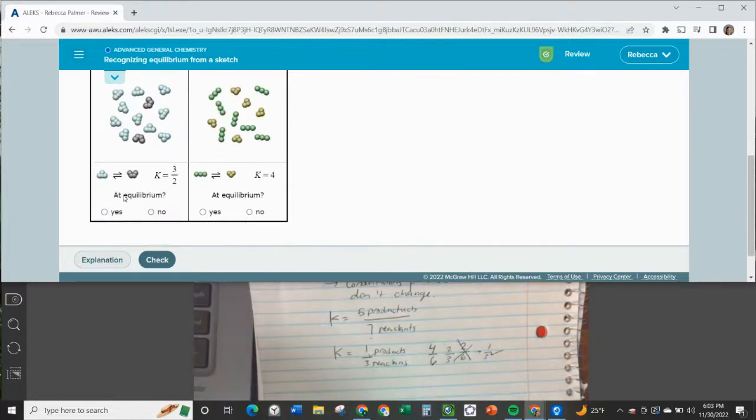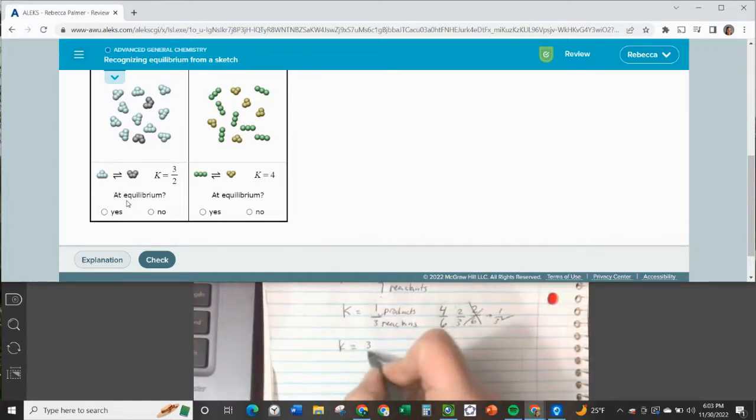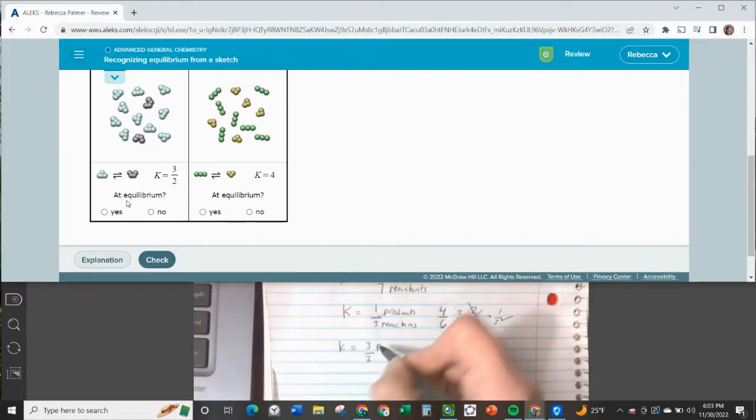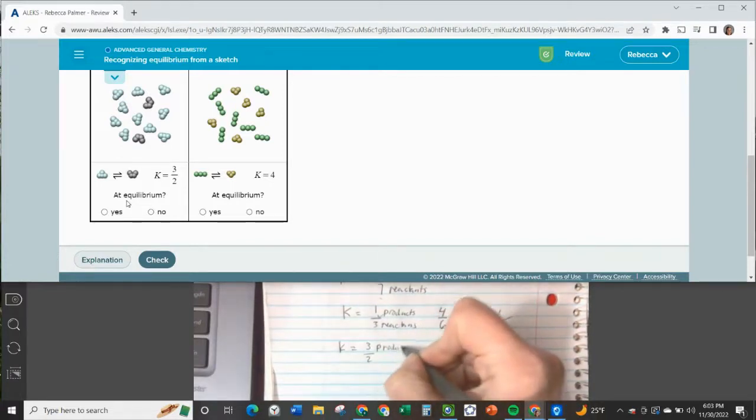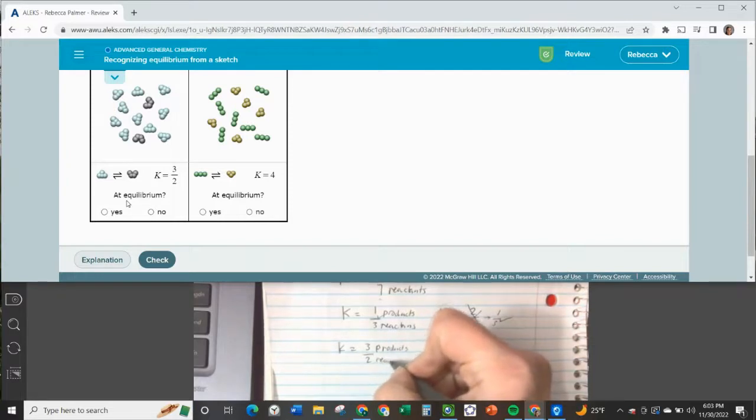All right, next one. This one says we have 3 products for 2 reactants. So remember, the important thing here is products go on top, reactants go on the bottom.